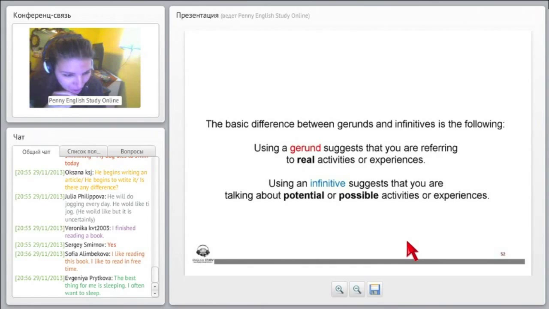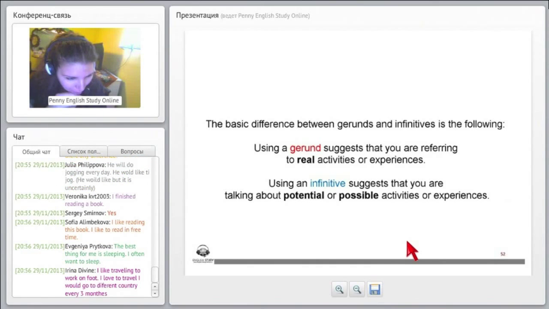I finished reading a book. Okay, yes, I finished reading a book. This refers to something real and completed, a completed action. So yes, Sergey, that's what you mean, that it is possible that he would like to swim today.